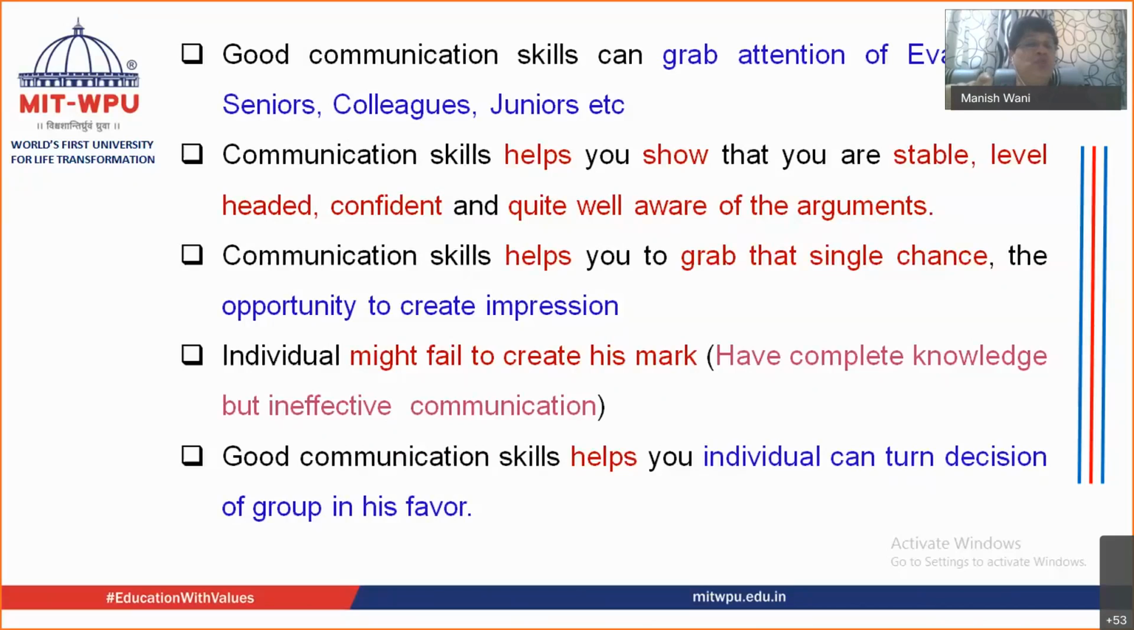Communication helps you to grab that single chance. You are going to get a single chance. You are going to get very few minutes for speaking, because everybody has to speak in a group discussion. So you get that one single chance, those few minutes. In those few minutes, you have to create your mark, your impression. If you have good communication skills, then that single chance is going to help you create an impression.